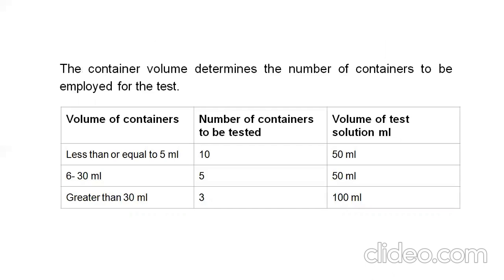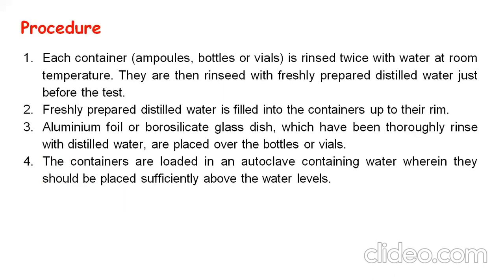So when the volume of the container is less than or equal to 5 ml, 10 containers should be used for the test and the volume of test solution should be 50 ml. When the volume is between 6 to 30 ml, then 5 containers should be taken for the test and the test solution for final titration should be 50 ml. And when the container capacity is greater than 30 ml, then 3 containers should be selected and the final volume should be 100 ml for the test.